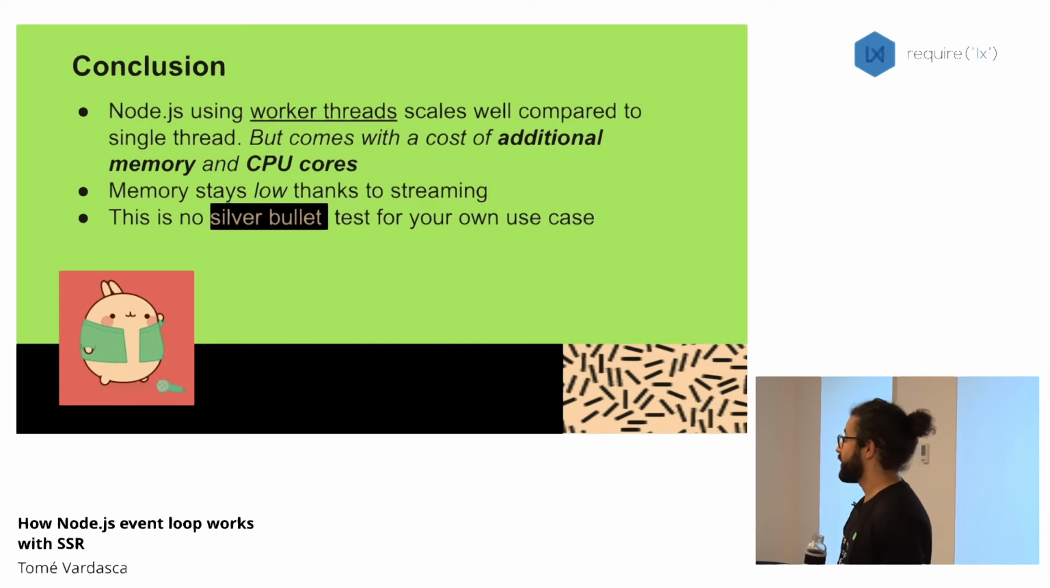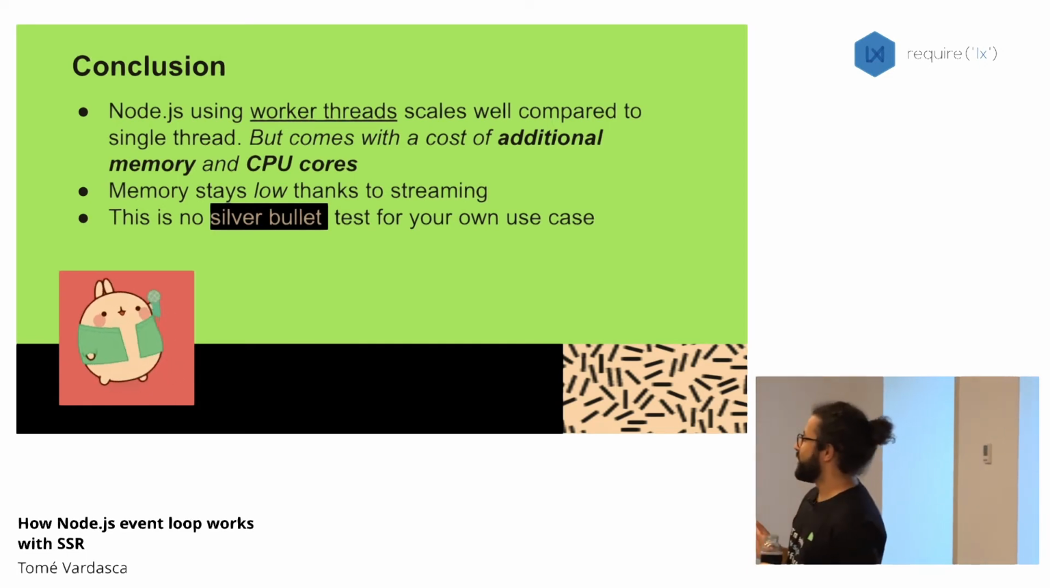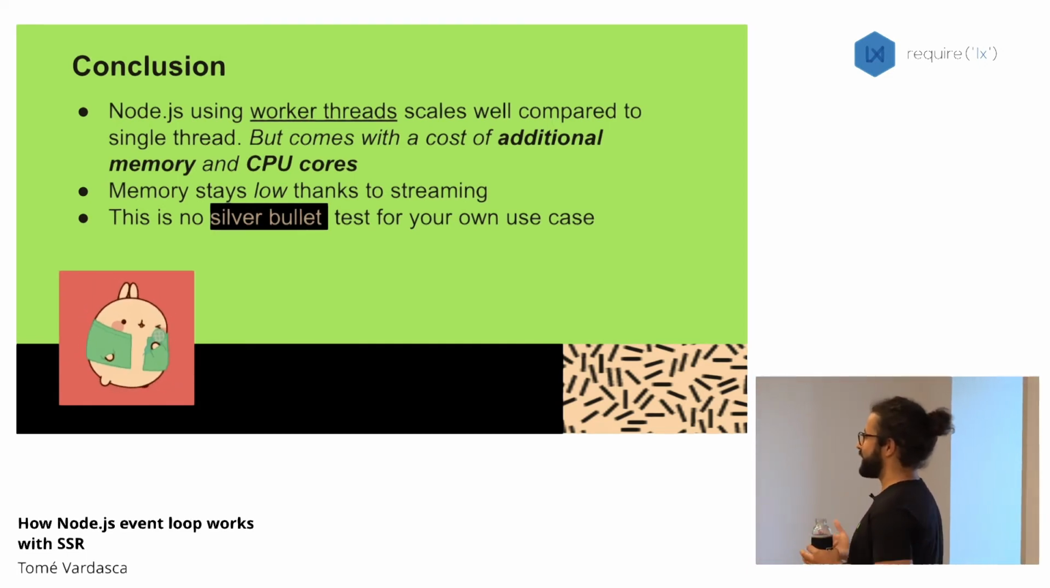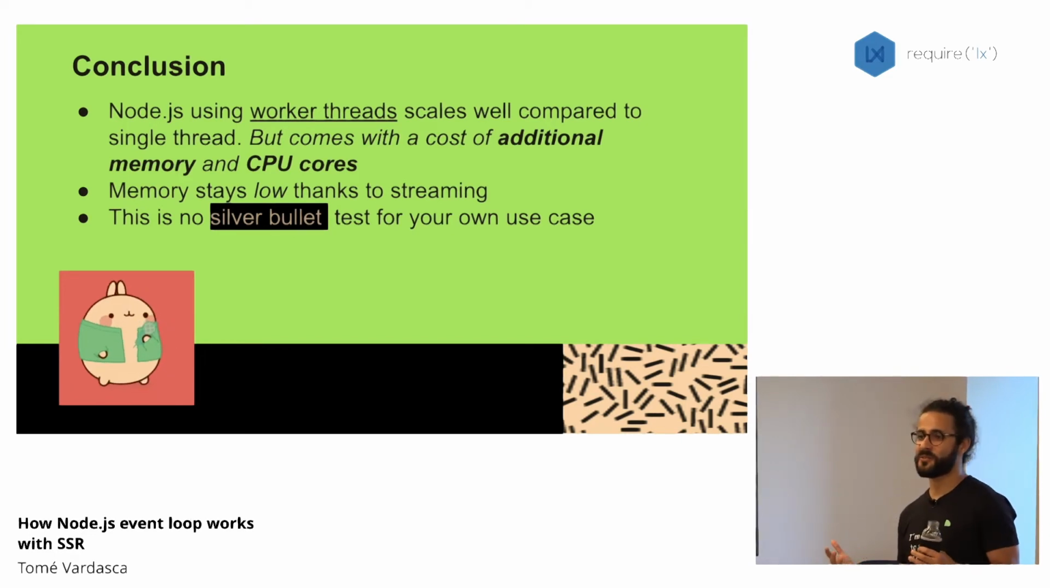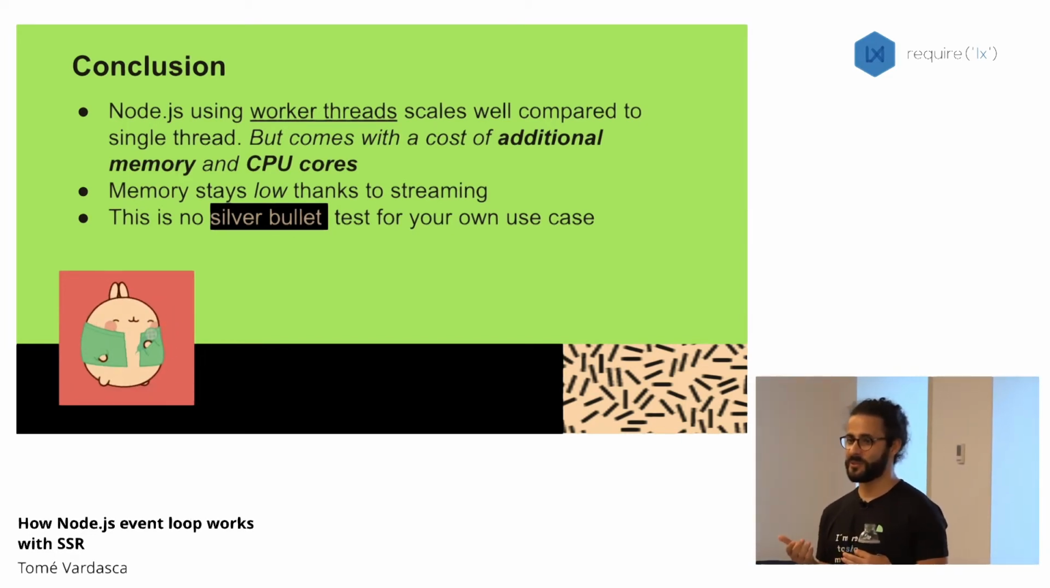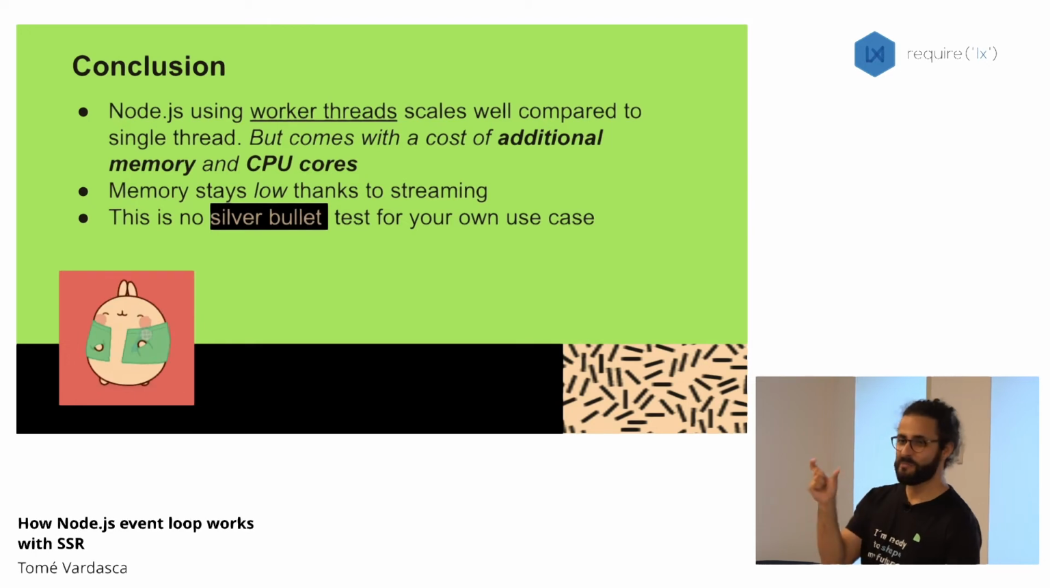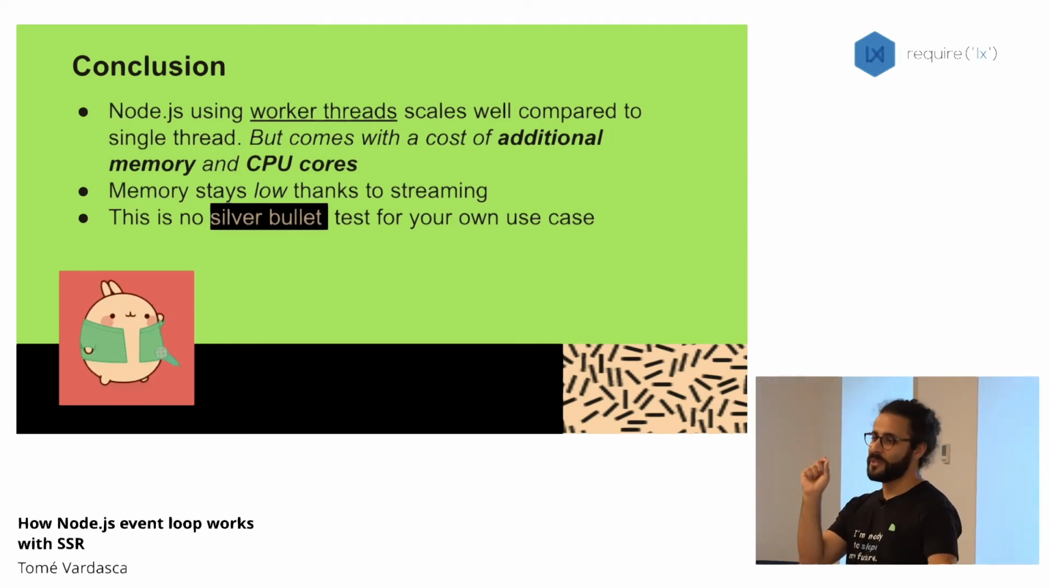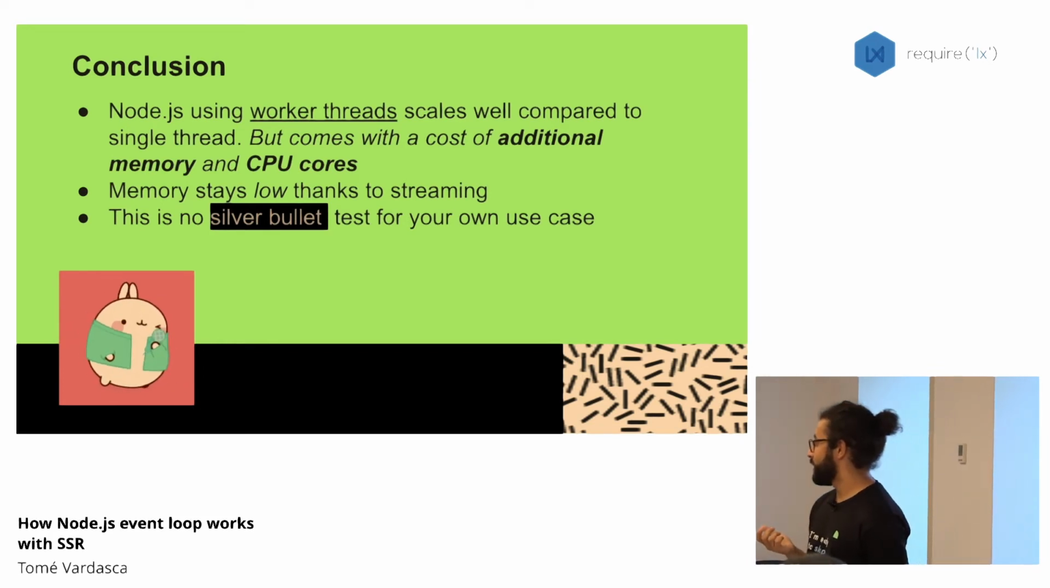And this is the conclusion: Node.js works well with worker threads. Of course, this is not free. We need to add more CPUs. Instead of having the slim pod with 1 CPU, we need to have a pod with 2, 3, or 4 CPUs.